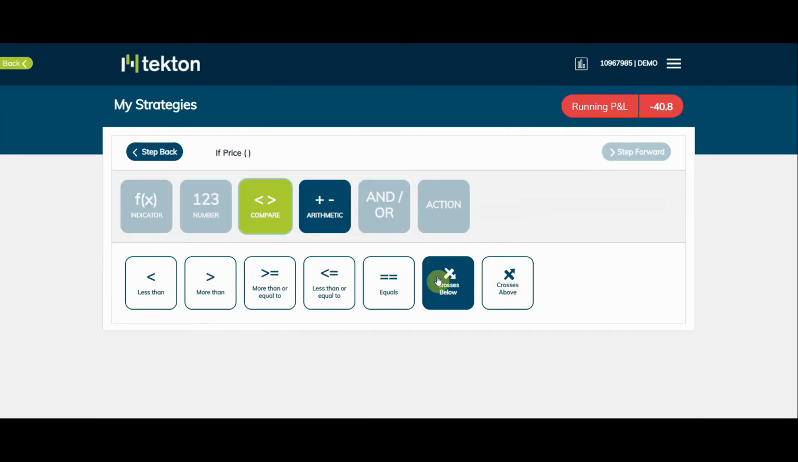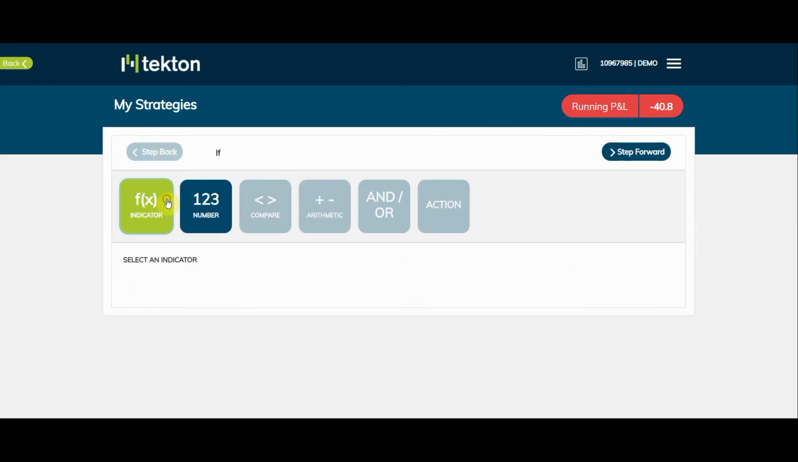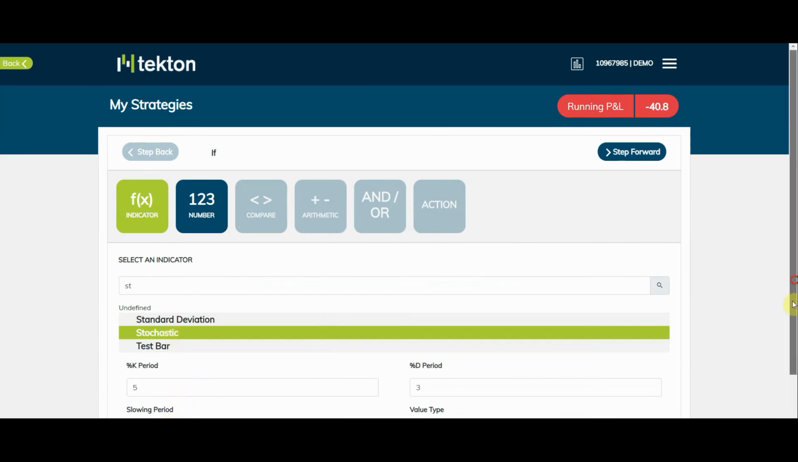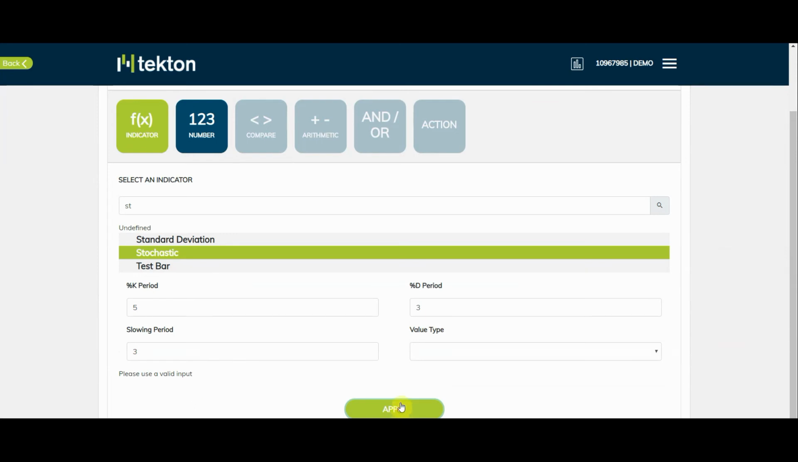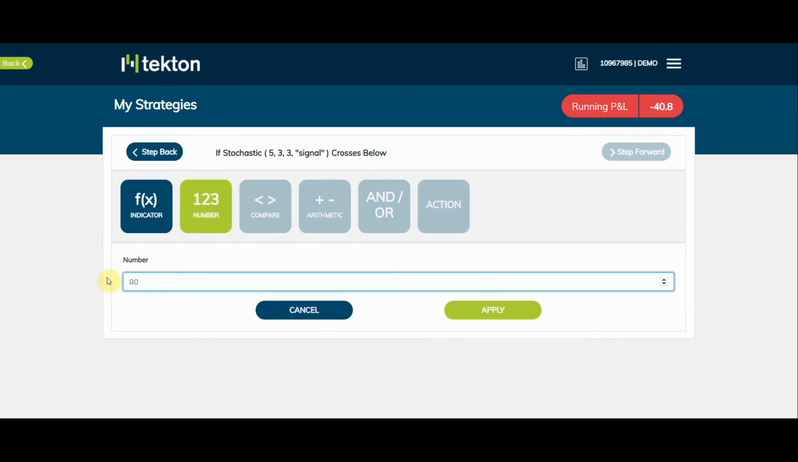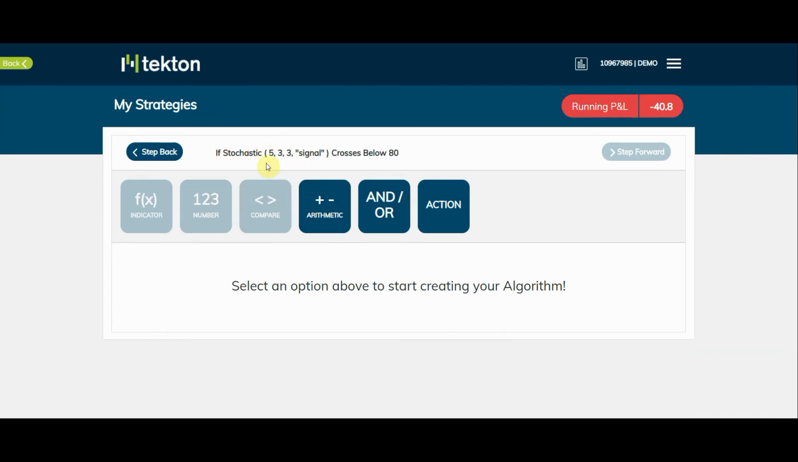compare function and crosses below and crosses above in two ways. When two specific indicators cross, so when moving averages cross, or we can do it when another indicator crosses, so for example a stochastic. So if we say if stochastic, and we'll leave the settings as standard, signal crosses below the number 80. Okay, so if the stochastic 5-3-3 setting crosses below the number 80.